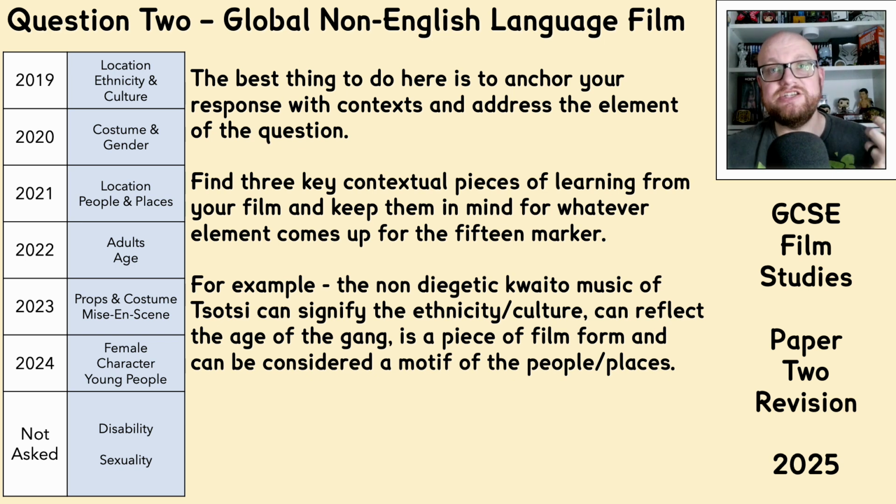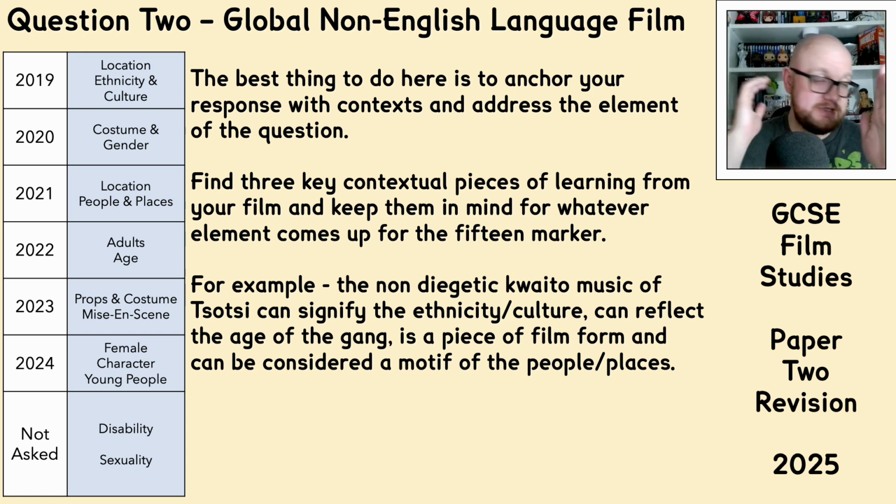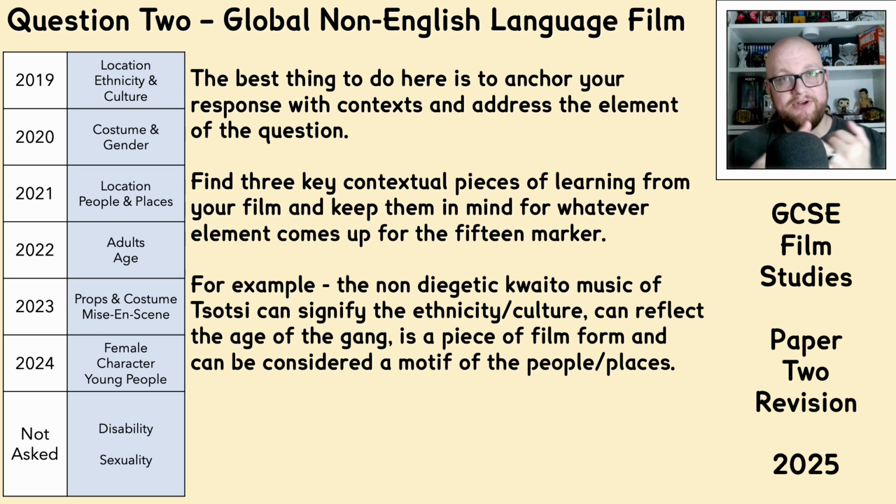It can reflect the age of the gang because they're young, and that's what we expect people to listen to. And it's a piece of film form, and can be considered a motif of the people and the places. So that one idea of the non-diegetic Kwaito music in Tsotsi tells us about the ethnicity and culture, reflects the age of the gang. It's a piece of film form if you were to get a question about film form. And if you would get a question on people and places, it's a motif of the people and the places.